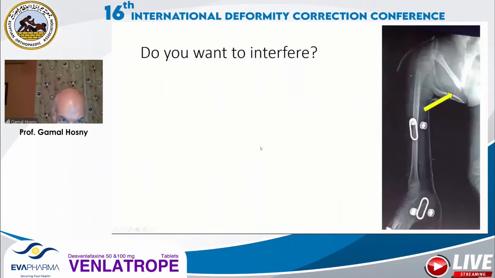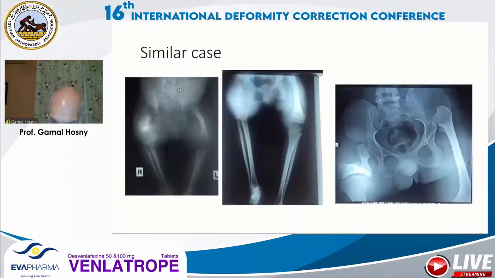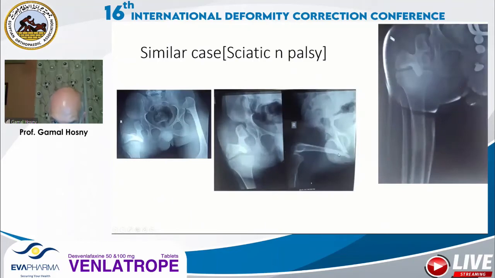Some people think it's not possible to interfere, and there is no value of interference. But we had another case who refused the intervention, and the patient came at the age of 24. He had sciatic nerve palsy with severe pain. He cannot sit because of this angulation.